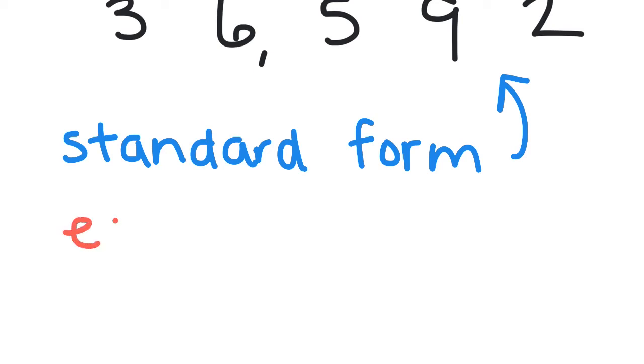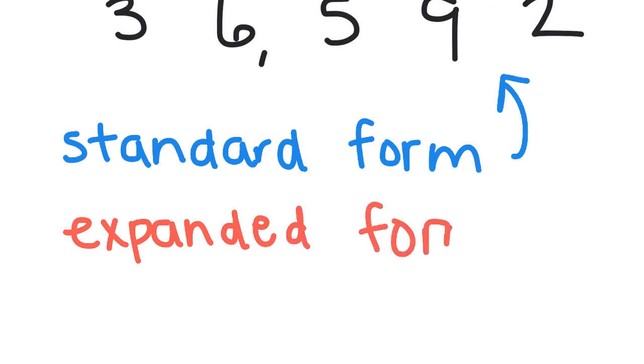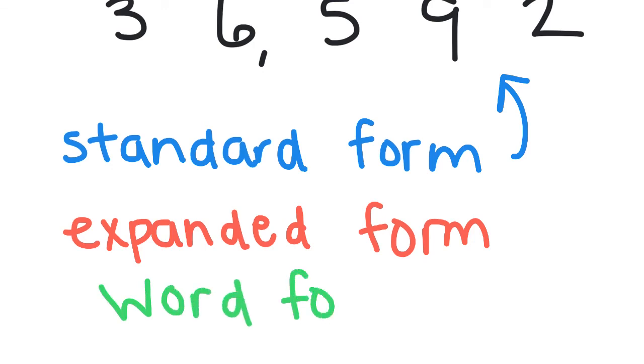We can write a number in expanded form. This is when you take each value of the number and write it out, kind of like an addition problem. And we'll talk about this in just a minute. And finally, one last way that you can write out a number is in word form. Word form is exactly what it sounds like. You'll write the number in words. So standard form is when you write the number in numbers.